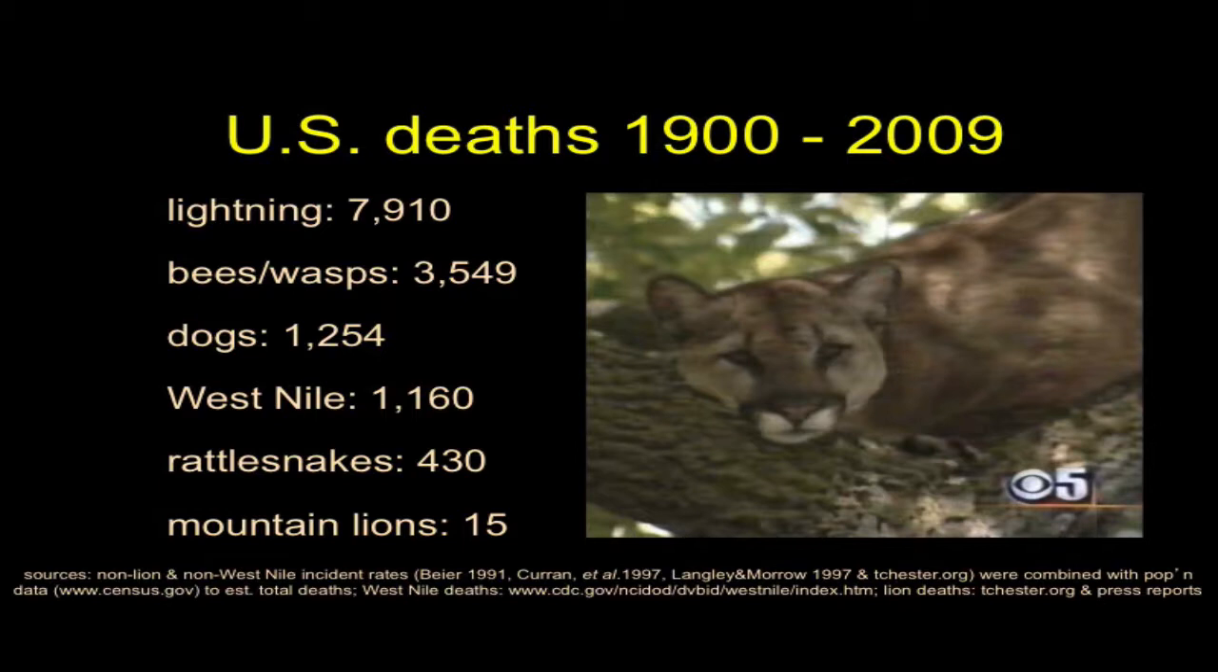So these are how many people have died from these different events in the continental United States since 1900. About 8,000 people died from getting hit by lightning. About 3,500 people died from anaphylactic shock from being stung by a bee or a wasp. About 1,200 people or so have died by being mauled by a domestic dog. This is old, but this is the whole U.S. Over 1,000 people as of a couple years ago, it's more like over 2,000 now, have died because of West Nile. Rattlesnakes, about 430. Mountain lions, as of this writing, 15, right? Yet it's this huge thing that expends so much of our energy and time.